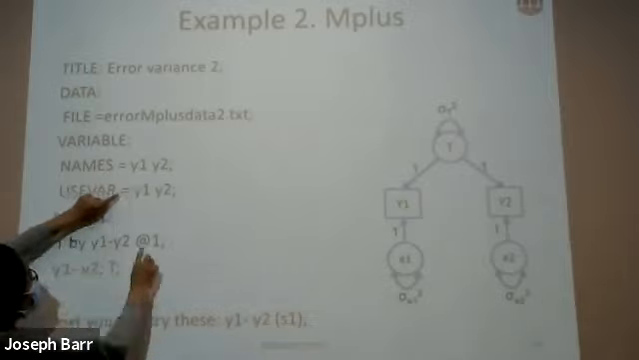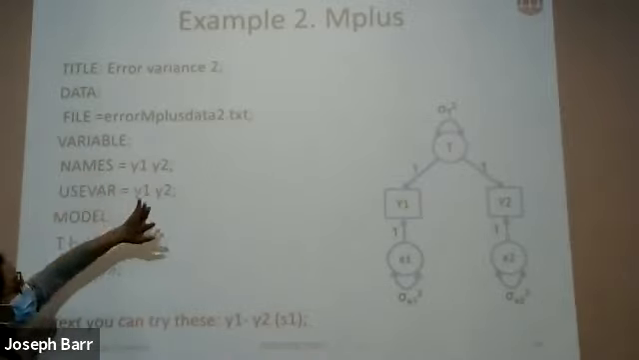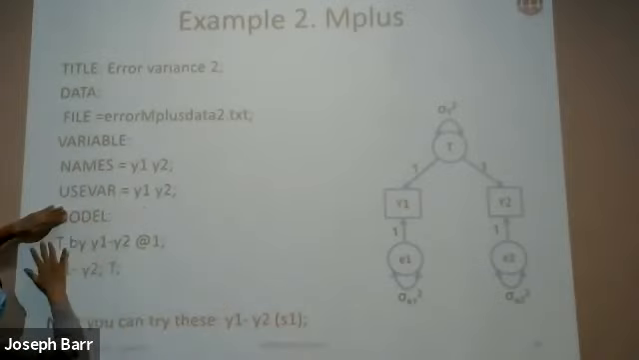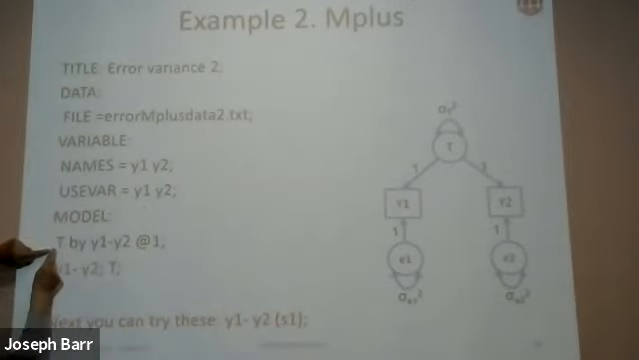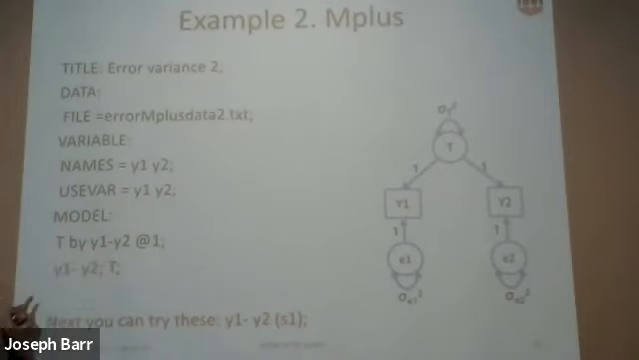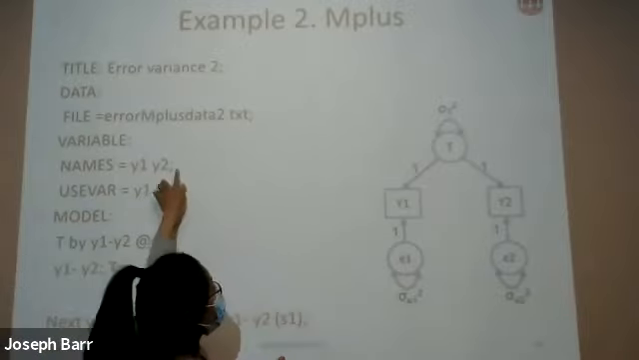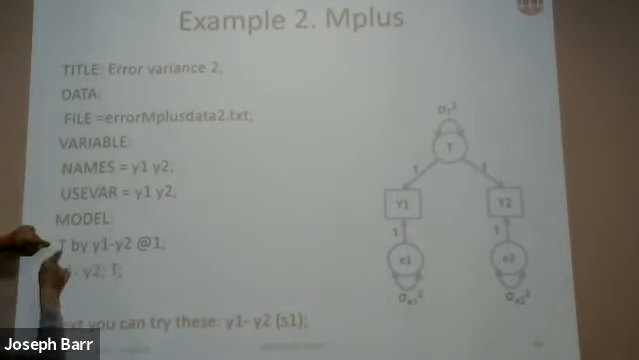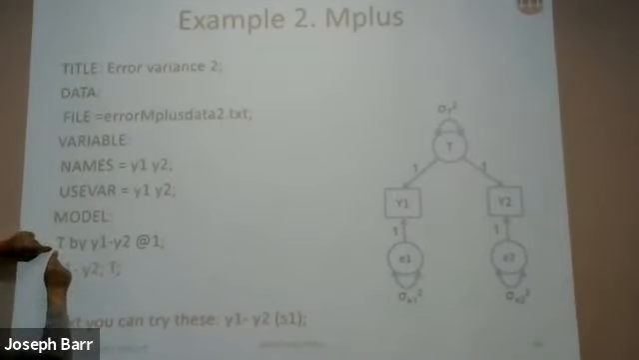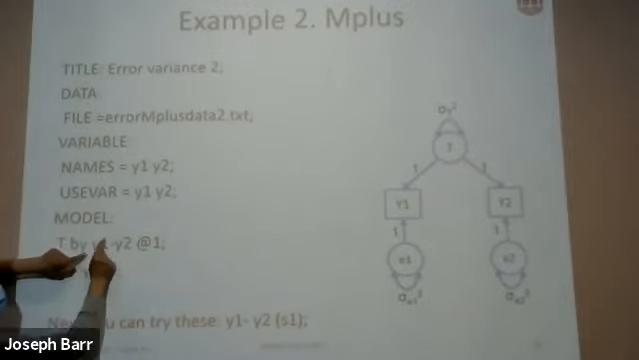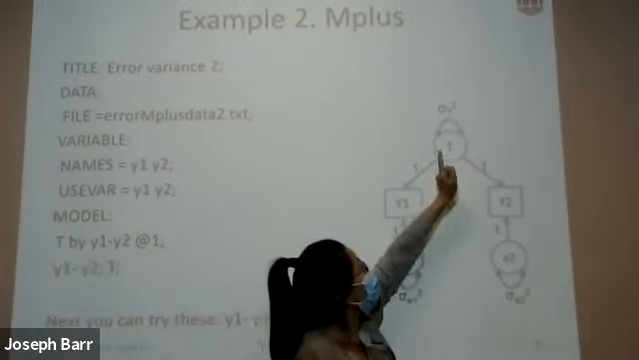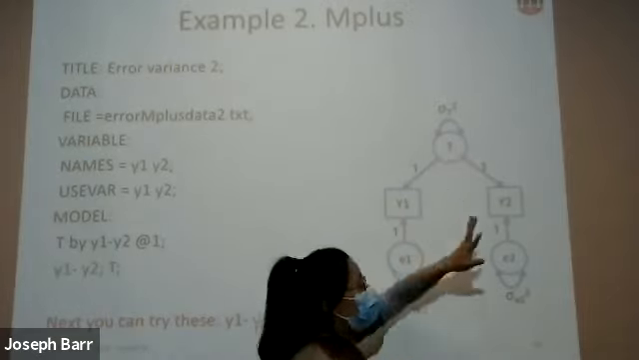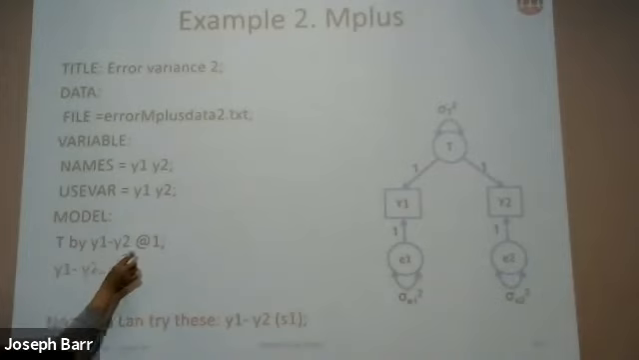Y1, Y2 are our observed variables in that data set. We're gonna use both of them. This is our model. What does that mean? T by Y1 to Y2. T is a new variable. It's not included in the data set. Y1, Y2 are the two variables, but now I'm gonna create a new variable called T, which is latent. T is measured by these two observed variables. But the coefficient is fixed at 1. So here we have two variables.